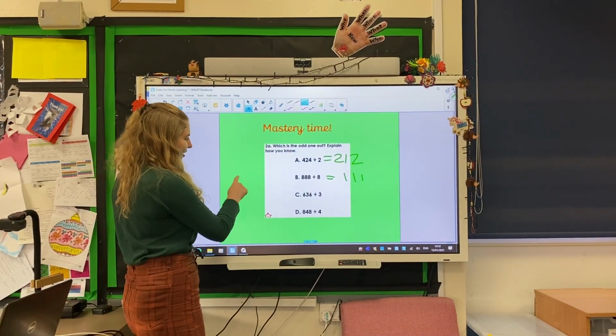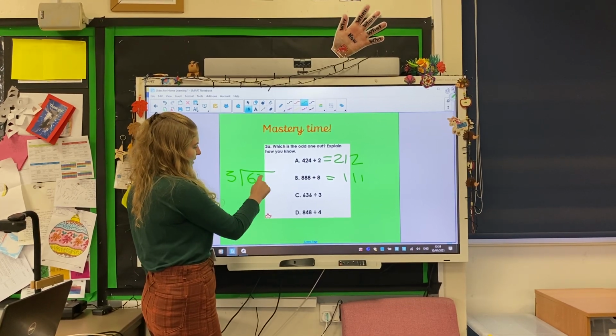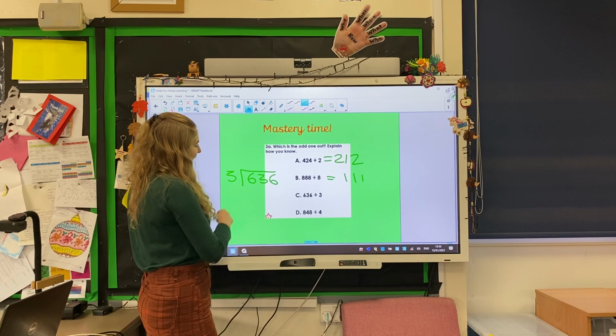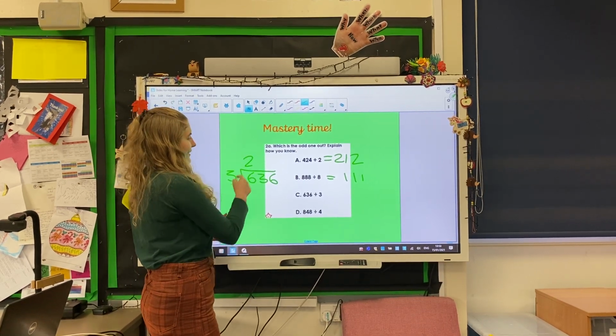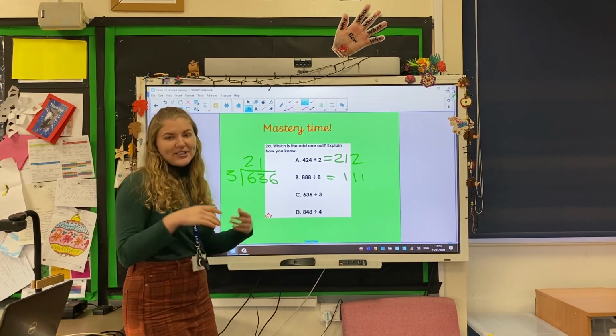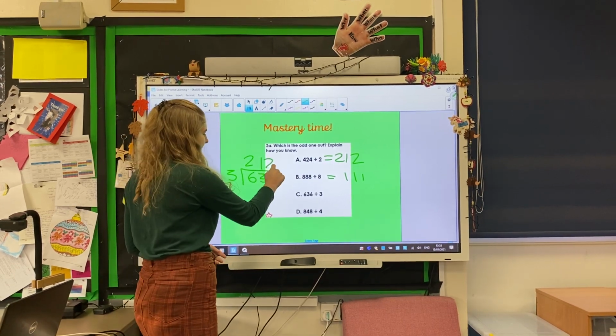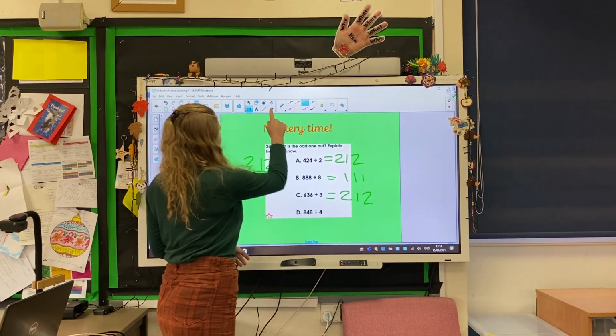Okay, now we've got, these are all nice and simple, aren't they? We've got 636. How many times does 3 go into 6? Goes twice. How many times does 3 go into 3? Once. How many times does 3 go into 6? Twice. So this one equals 212.